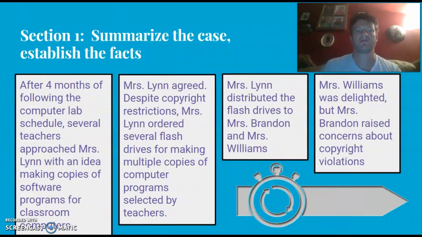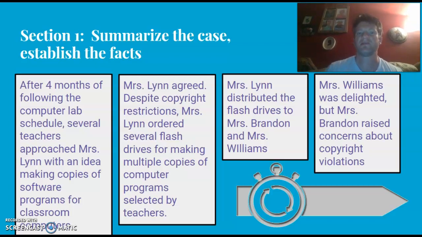So after 4 months of following the computer lab's schedule, several teachers approached Miss Lynn with the idea of making copies of software programs for their classroom computers. Miss Lynn agreed. Despite copyright restrictions, Miss Lynn ordered several flash drives for making multiple copies of computer programs selected by teachers. Miss Lynn then distributed the flash drives to Miss Brandon and Miss Williams, who were both third-grade teachers.